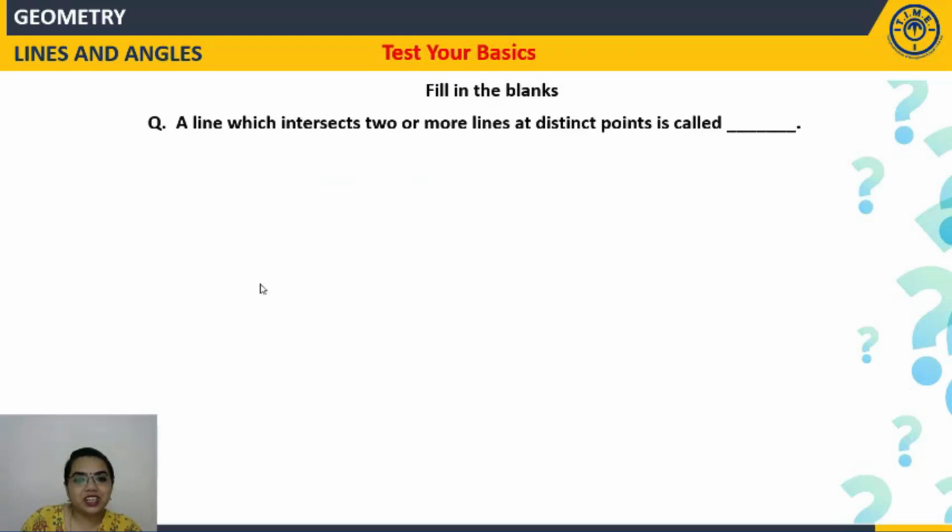A line which intersects two or more lines at distinct points is called dash. If you can recall, we have already dealt with this definition during the basics. Anyway, let us understand the statement and then you can tell me the answer. Let us take two lines, and there is a line which intersects both these lines at distinct points. Let us draw that line. So here if P and Q are two lines, this another line is T.